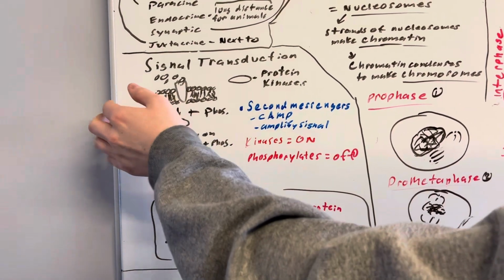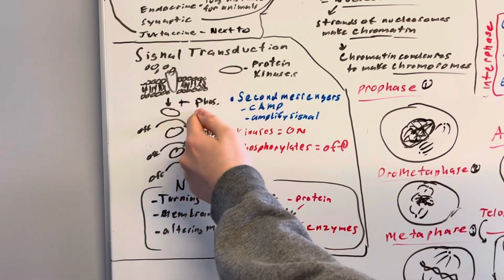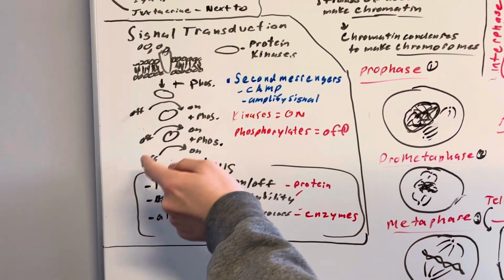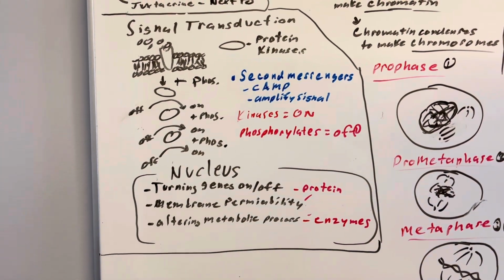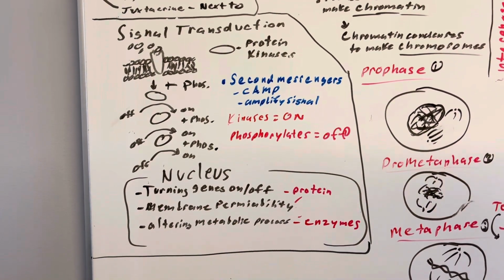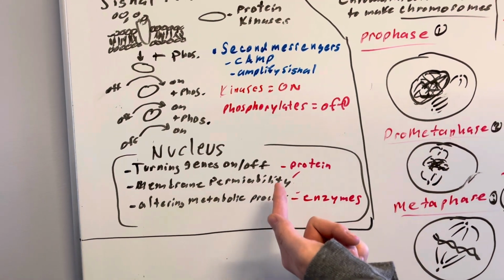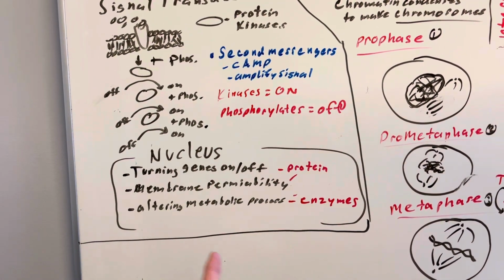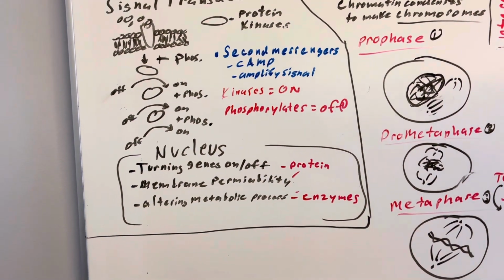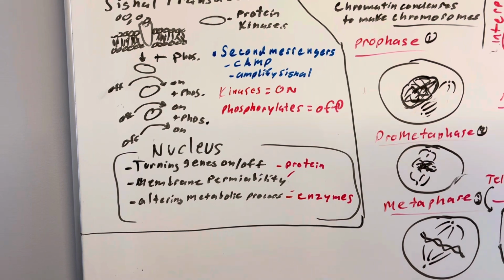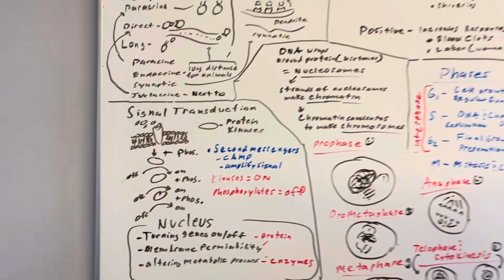Anyway, so the signal gets into the cell, it gets phosphorylated, and it gets turned from off to on. And as more is phosphorylated, it gets amplified by secondary messengers like cAMP. And then finally, it reaches the nucleus, where it can drive a response. Responses include turning a gene on or off, which just means whether or not it's going to be produced. Membrane permeability, how much stuff is going to get in or out of that membrane. And then altering the metabolic process, which alters your metabolism, so enzymes.